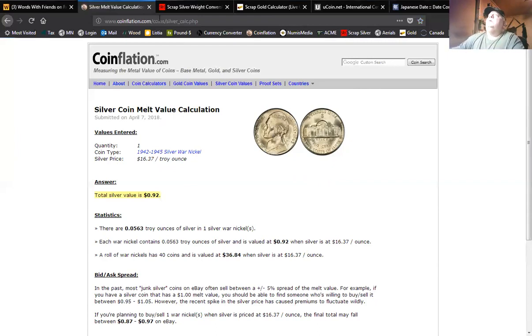Anyways, let's skip past that now. Anyways, it's coinflation.com/coins silver_calc.php. So if you can see that, write that down and check it out. It's a really good program.